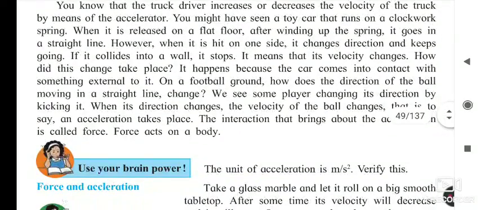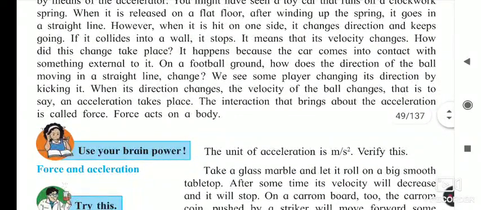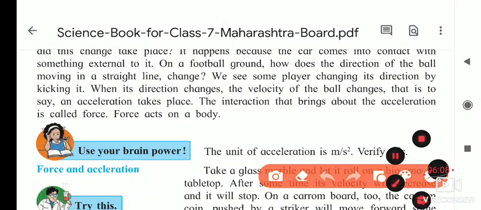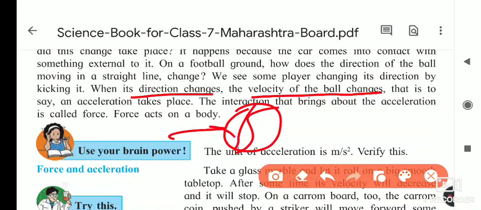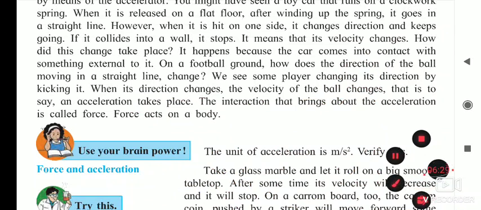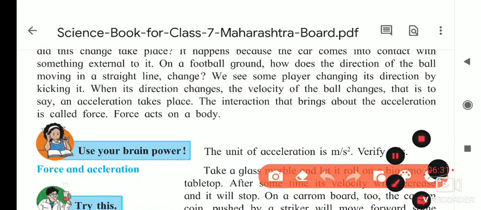We see some players changing the direction of the ball by kicking it. On the ground, some players are changing the direction by kicking the football. When the direction changes, the velocity of the ball also changes. Suppose when we kick it, its direction changes, its speed increases, otherwise its speed reduces. So the velocity increases or decreases, that is to say, an acceleration takes place.